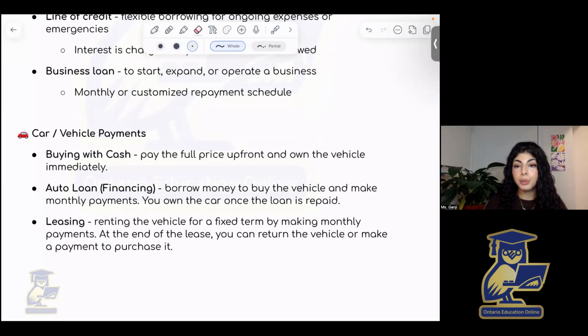You can either return the vehicle and get a new one, like lease a new vehicle, or if you really enjoyed the vehicle, you can make a payment for the remainder of the amount of the vehicle that you haven't purchased, and then you can take ownership of the vehicle. So leasing could be an option.